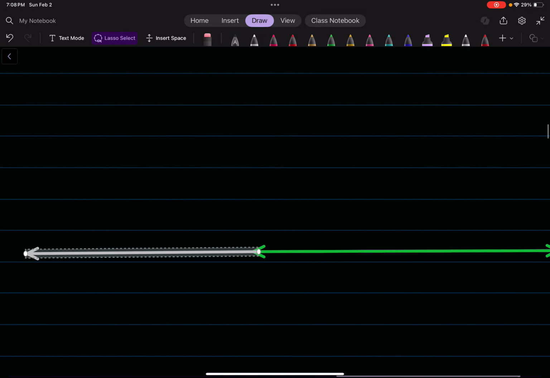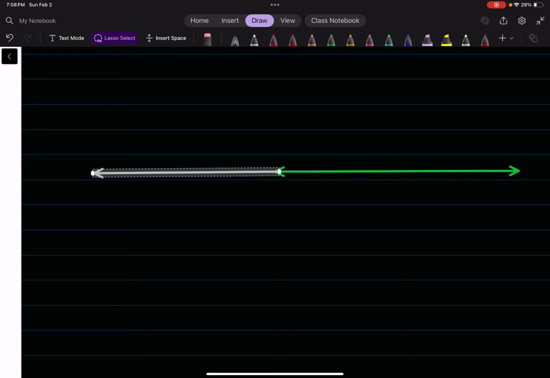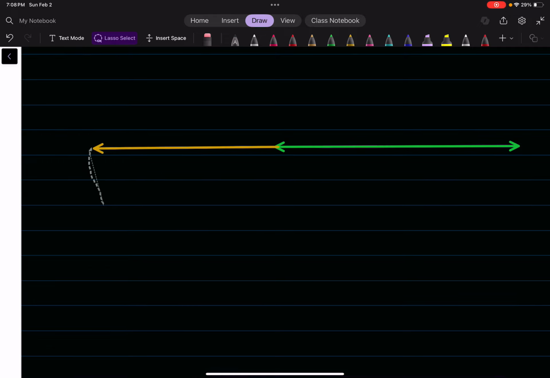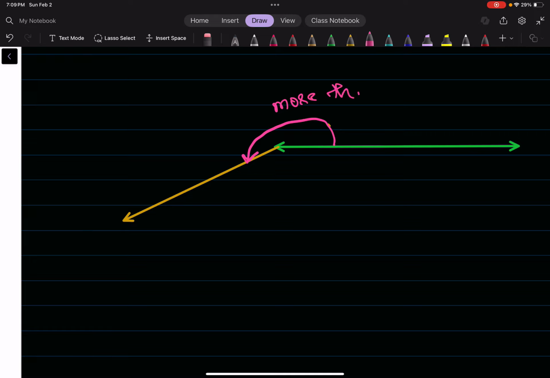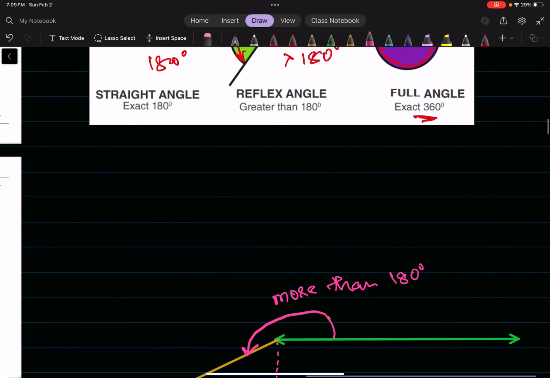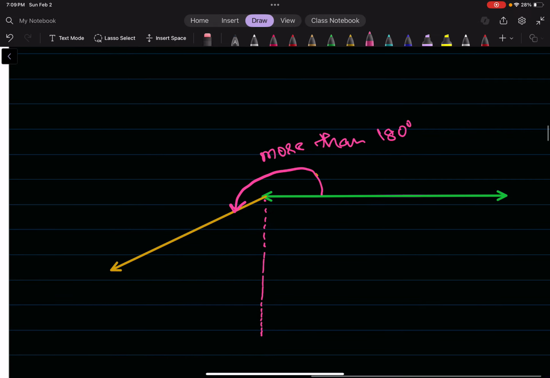Then if it's more than 180, so this is exactly 180. If the angle drops, so what happens? The angle over here right now is more than 180 degrees. Okay, so now what is this? The angle over here is more than 180 degrees.